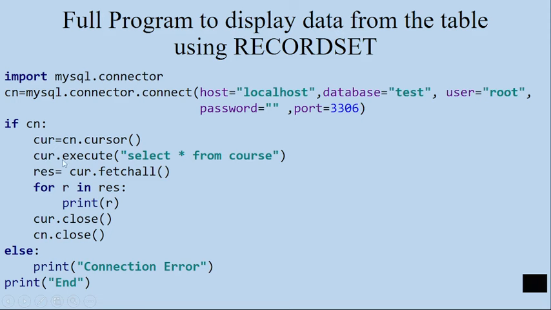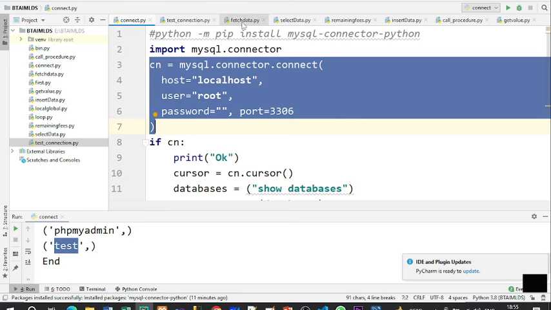That data I am taking into the RES, and then for r in RES, print r, cursor.close, connection close. You can use any variable here, r. Instead of r you can give any variable whichever you want. Now I will show you both the programs.